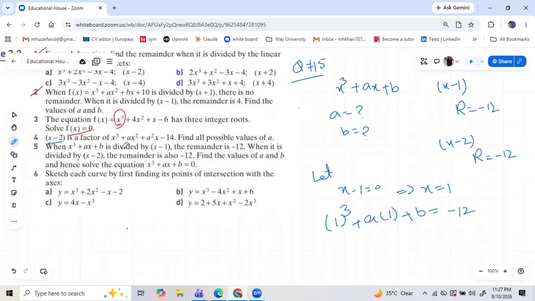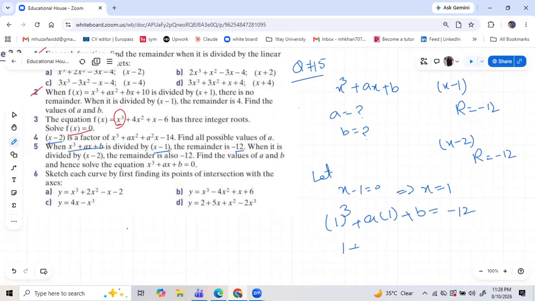When x minus 1 divides this, the remainder is minus 12. When we divide this equation by this, we get this remainder. That's why we are setting x equal to 1 and the whole equation equal to minus 12. Okay, got it? Yes.